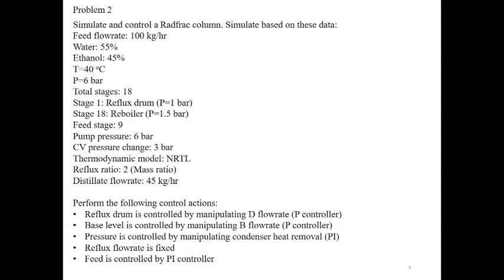So we have to perform the following control actions. First, we have to control the reflux drum by manipulating the distillate flow rate using a proportional controller. Then the base level is controlled by manipulating the bottoms flow rate, that is also a proportional controller. Then we have to control the pressure by manipulating the condenser heat removal, using a proportional integral controller. Then the reflux flow rate is fixed, and the feed is controlled by a proportional integral controller.